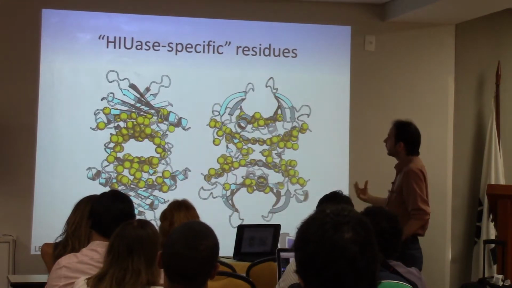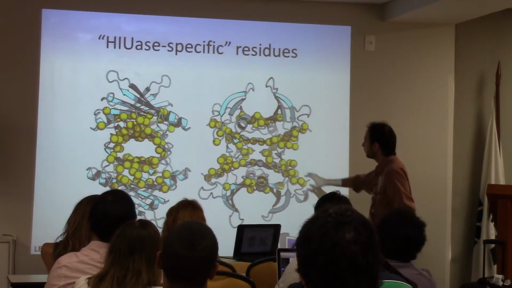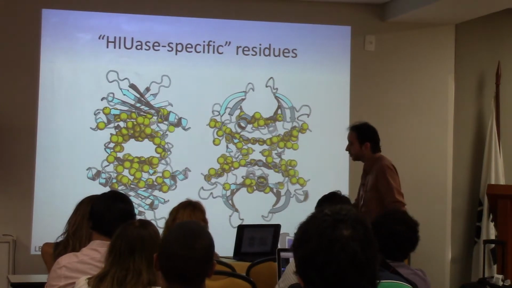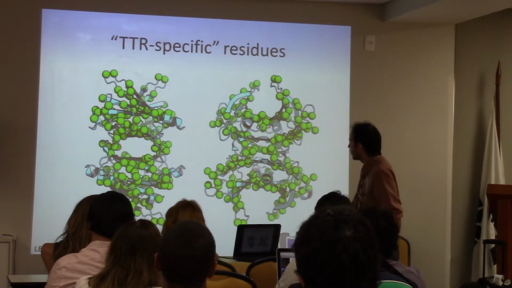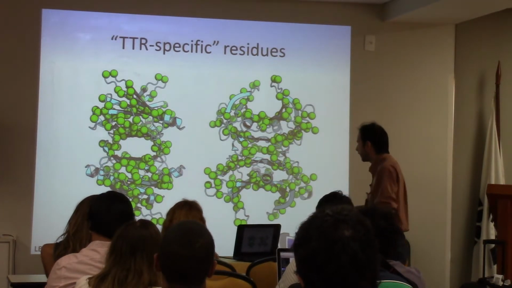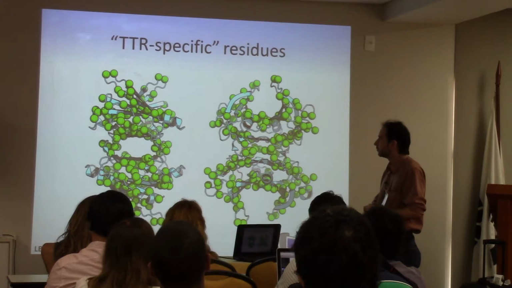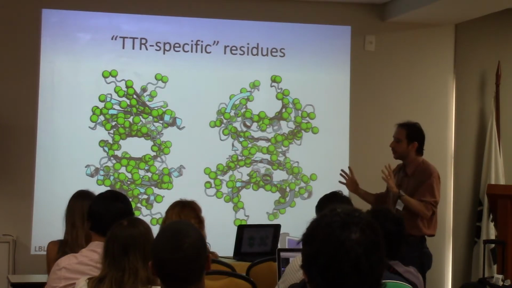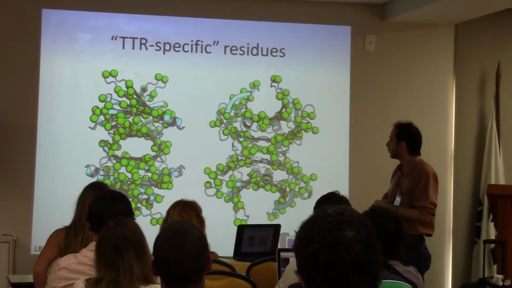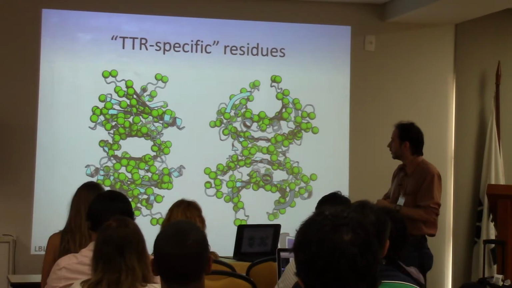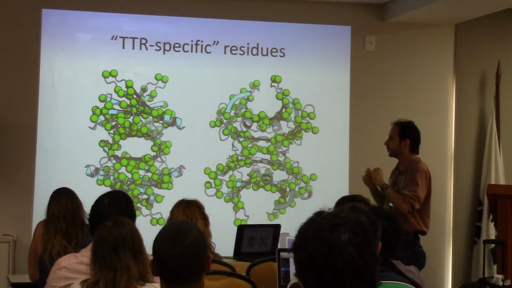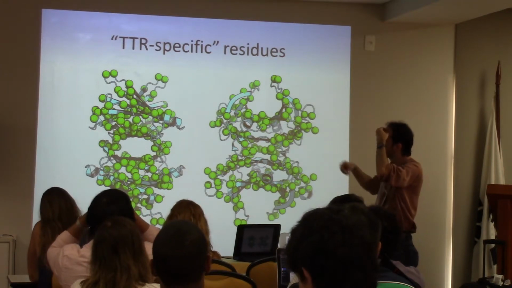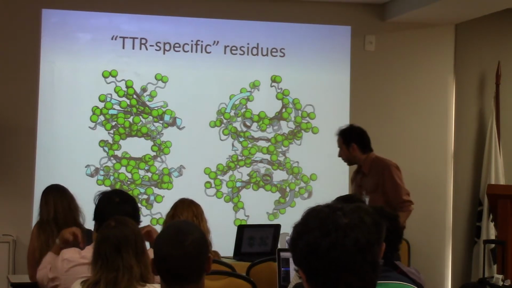When you see what would be the HIUase-specific residues, they are mostly concentrated in the central region, where the function happens. For transthyretin, they are everywhere, all over the place, and this is something that worries us a little bit, because the function of transthyretins is not only to carry hormone, but they also have some zinc sites which are distant from the tunnel, so things can get a little complicated.